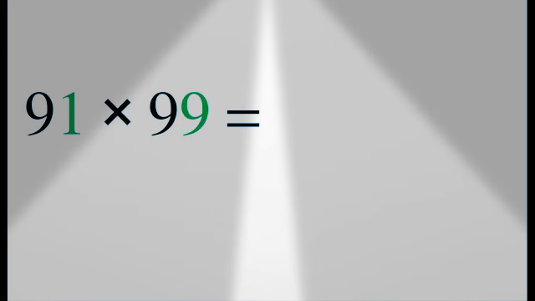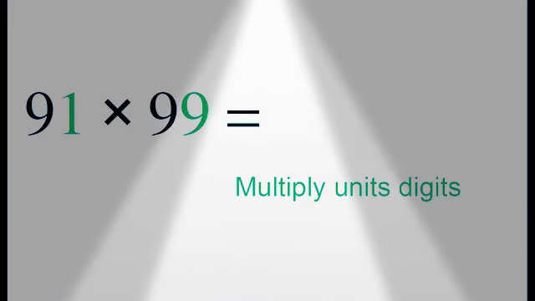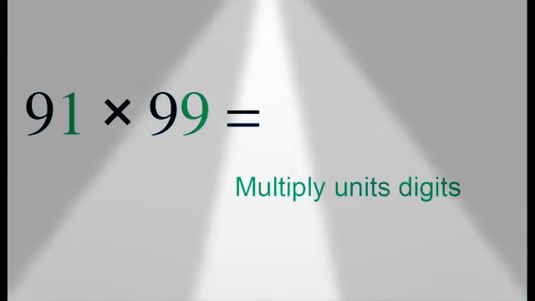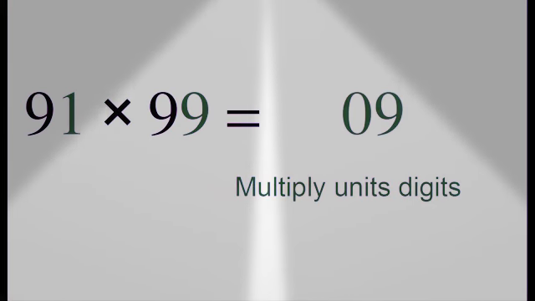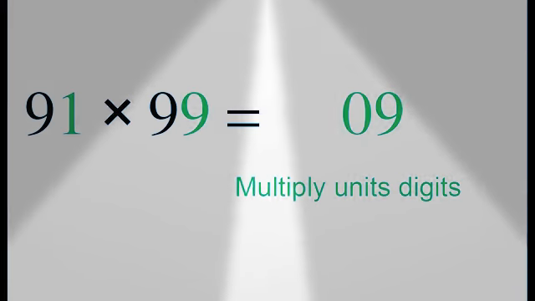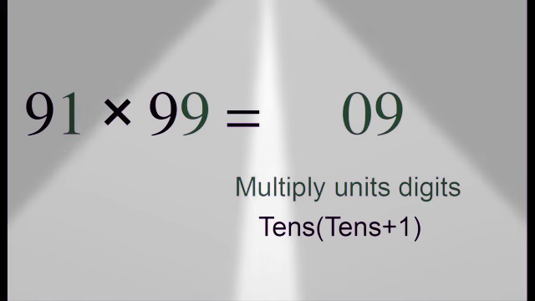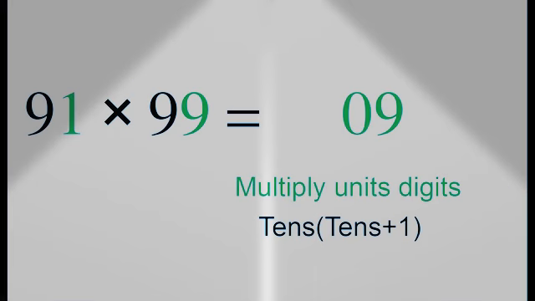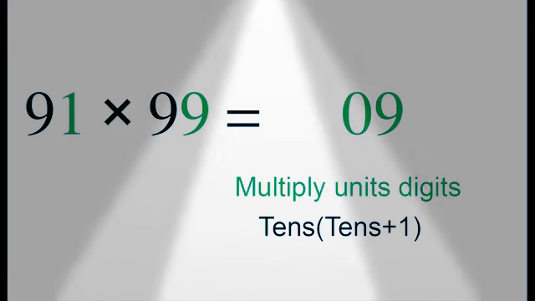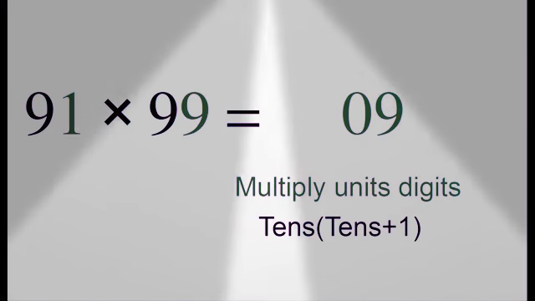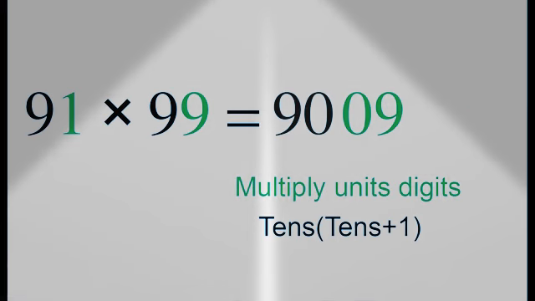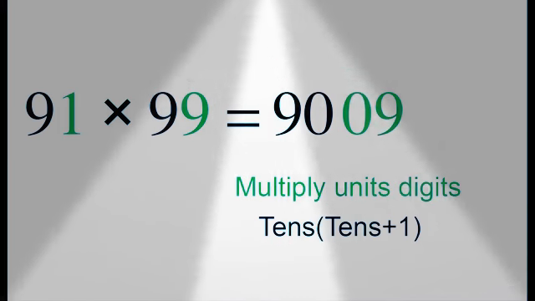If we want to do 91 times 99, we multiply the units digits together, and 1 times 9 is 9, but we make a small adjustment and write it as a two-digit answer. We then continue and we multiply the tens digit by 1 more than itself. So 9 times 10 is 90. And that gets us our answer of 9009.